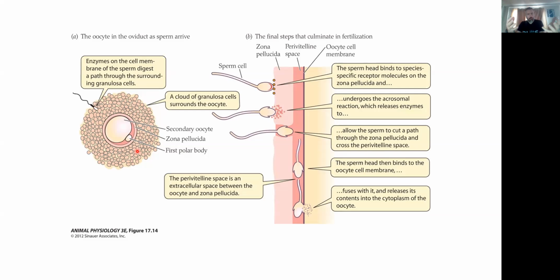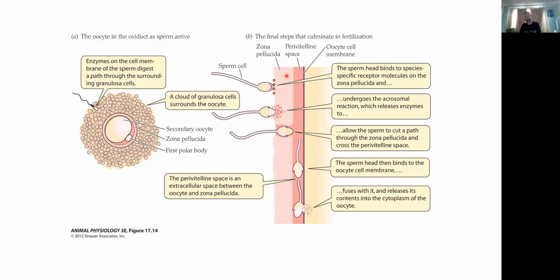Eventually, though, one will work its way all the way through and will actually get to the oocyte itself. Once it does so, it's going to continue dissolving, and we're going to have to get our way through what's called the zona pellucida, this outermost layer of the oocyte, to actually get in and get to the egg itself.